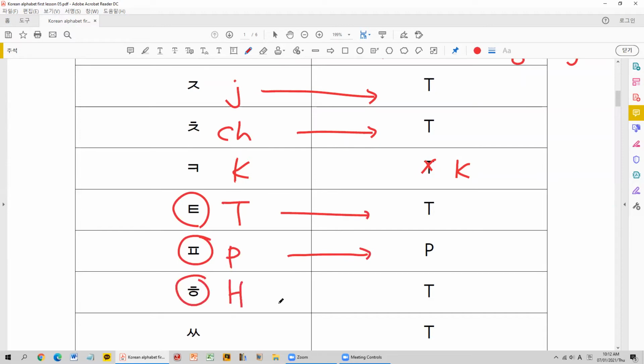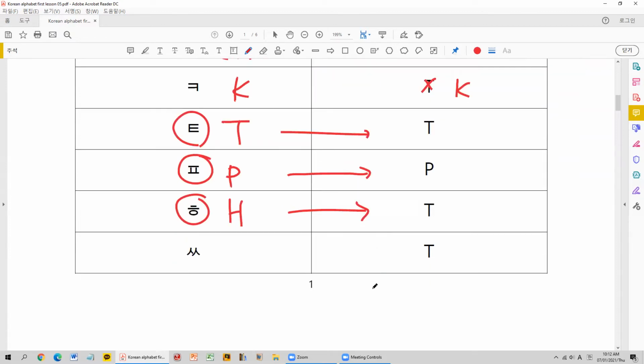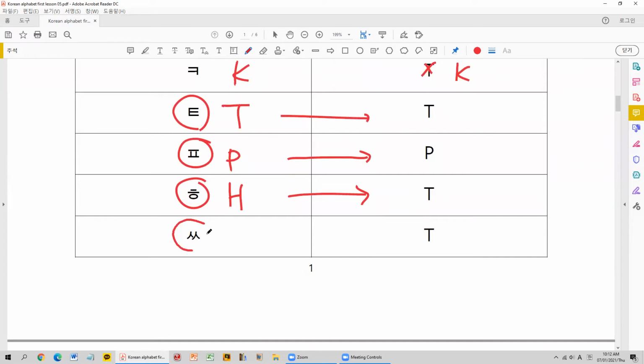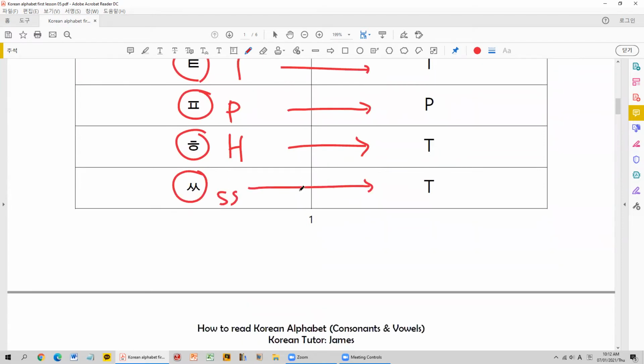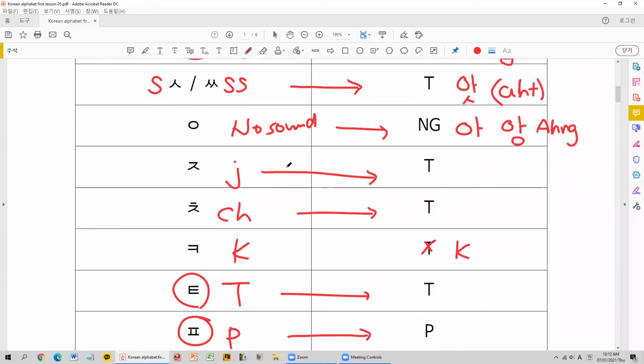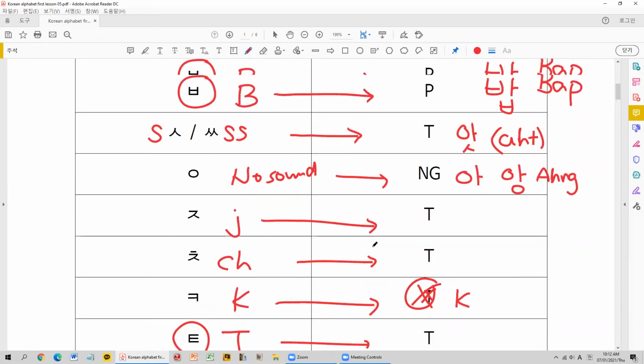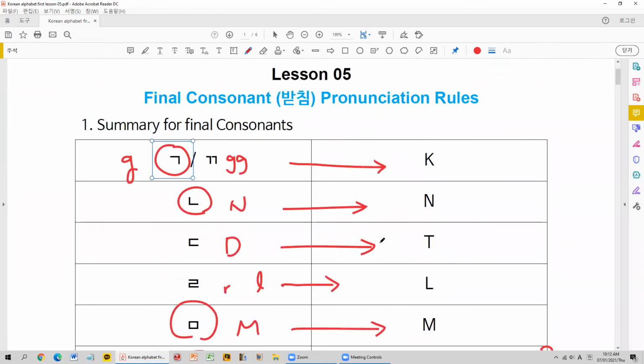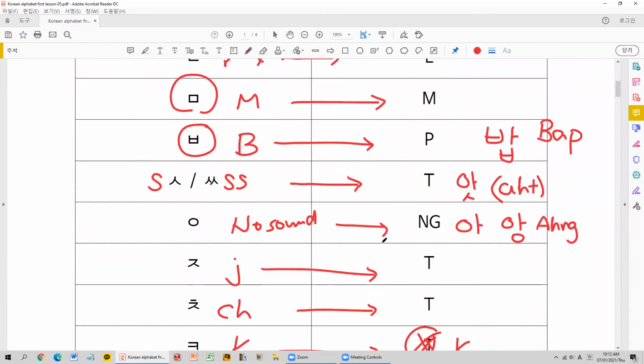This is a little bit tricky, but when you use just T sound, and double S we did already, it changes to a T sound. So this is a summary. Sorry about the mistake here, so you have to change your note here. It's K to K. So this is the summary for final consonants.